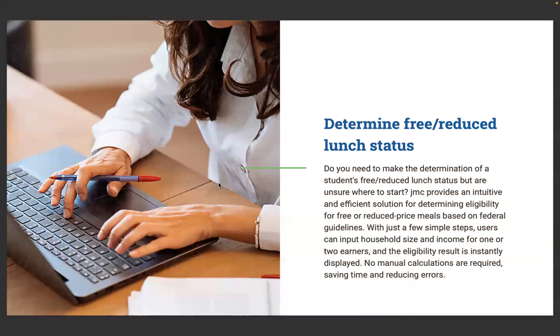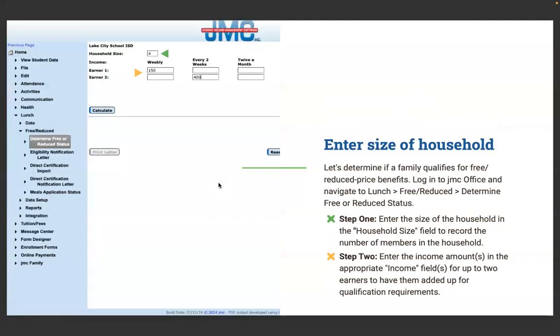So this is, like I mentioned earlier, if you need to make the determination for a student or family that has walked into your school and has said, "Hey, I need to apply for educational benefits, for free and reduced meals. How do I do that?" Well, as long as you can get that information, you don't have to do the calculation. JMC will do the calculation for you. But you're going to head to, in the lunch module, free and reduced, determine free or reduced status. So there's some information that you're going to need from your families. We do this for a 2-earner household.